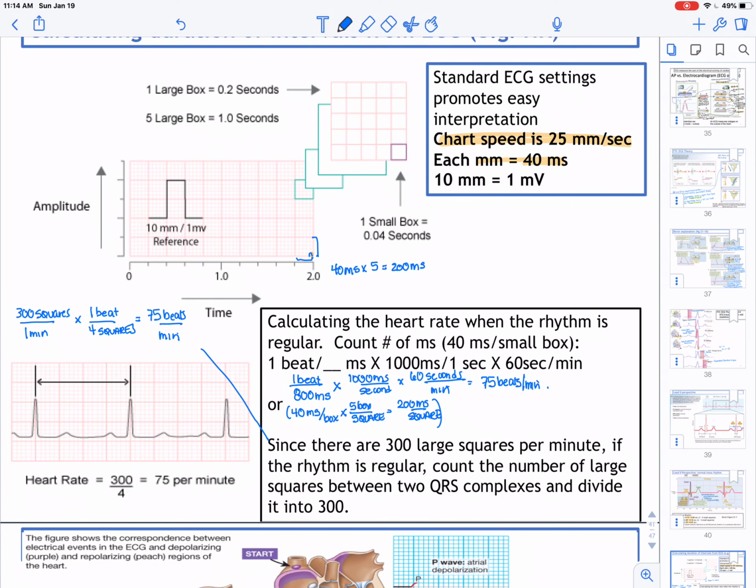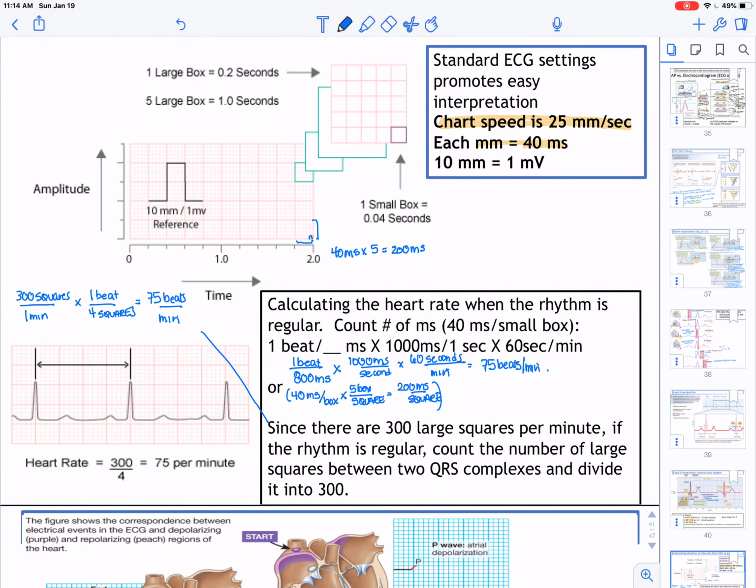So we'll have to check as we go, but I'll be clear if it's on the exam. If we're calculating the heart rate when the rhythm is regular, you can count the number of milliseconds between beats. I counted, and I saw that there was one beat in 800 milliseconds, and then I just need to get to beats per minute. So there are 1000 milliseconds per second and 60 seconds per minute, and that leaves me with 75 beats per minute.